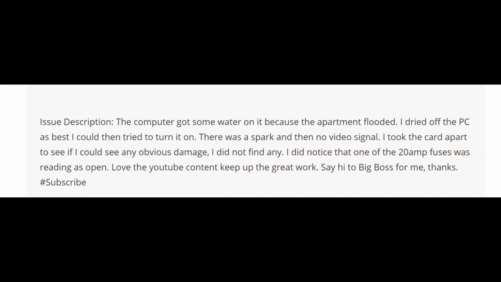Let's read the description. The computer got some water on it because the apartment flooded. I dried off the PC as best as I could, then tried to turn it on. There was a spark and then no video signal. I took the card apart to see if I could see anything obvious. I did not find any. I did notice that one of the 20 amp fuses was reading as open.